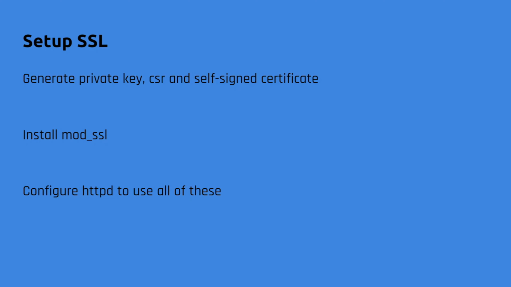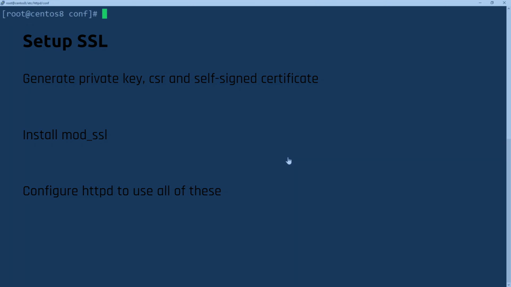Now these are the high-level steps to set up SSL on Apache. The first one is to generate a private key, CSR, and then a self-signed certificate. The next one is to install mod_ssl. And finally, configure HTTPD to use all of these, okay?